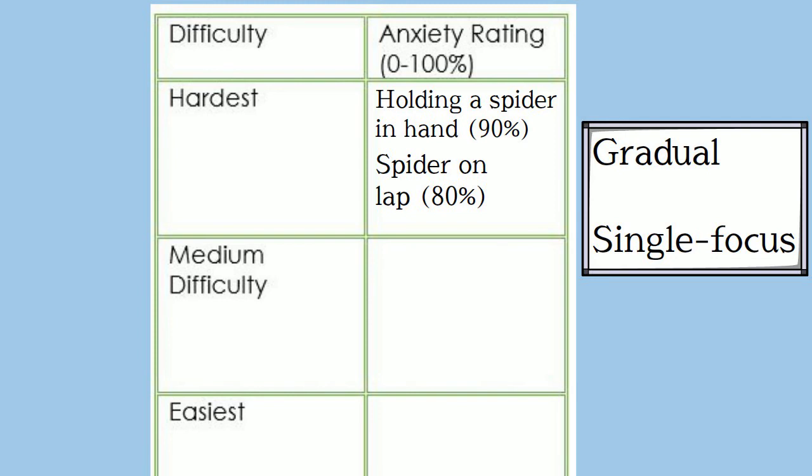This means that if the patient has multiple things they're avoiding, these should be on separate hierarchies. For instance, this patient's hierarchy just focuses on exposing themselves to spiders, which is good. However, if they were also scared of heights, they would need to make a separate hierarchy focusing on this. They would not put anything to do with heights into this spider hierarchy.